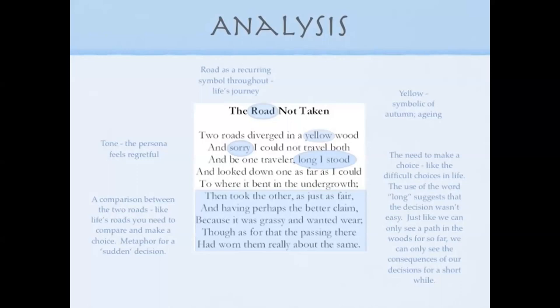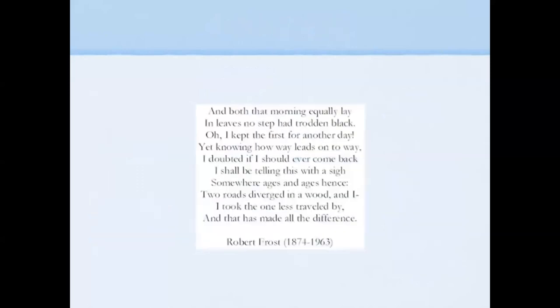So in this part of the poem, the persona is comparing the two. And like life's road, you need to compare and make that choice. And a choice is made very suddenly. Maybe this is a metaphor for those sudden decisions that we sometimes make in life. But either way, the poet made that choice.